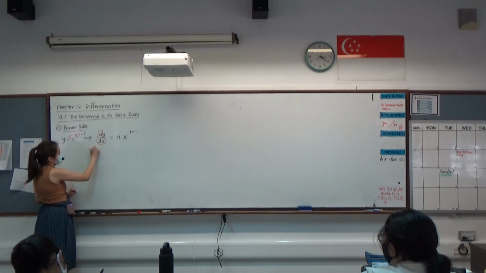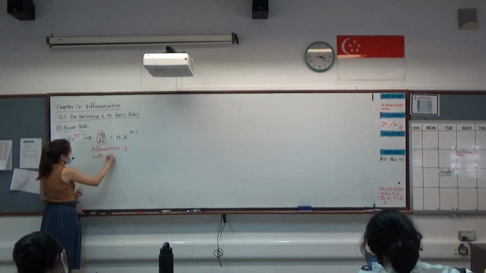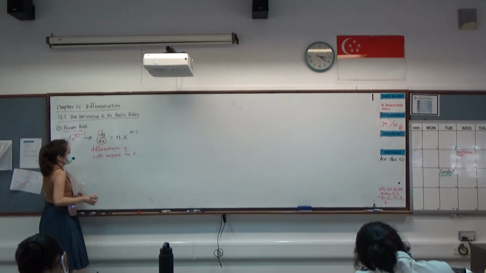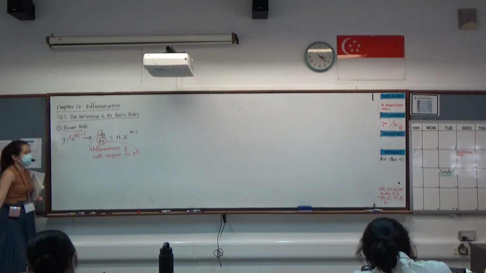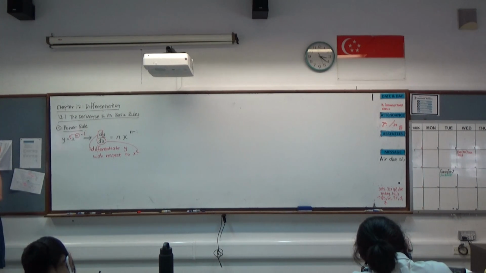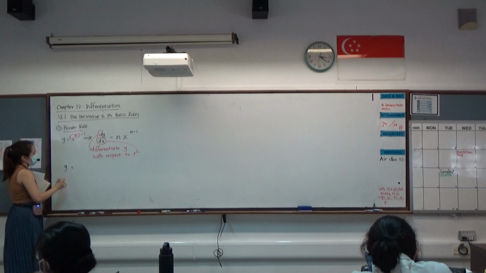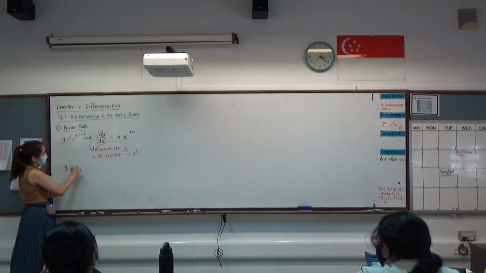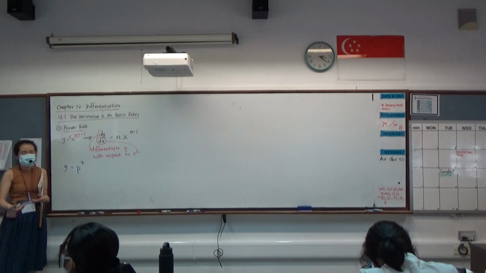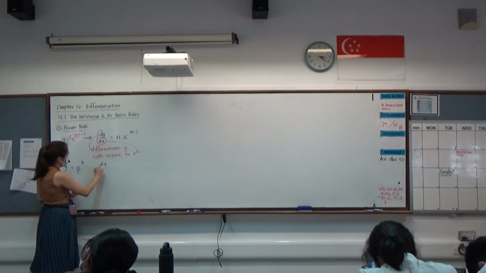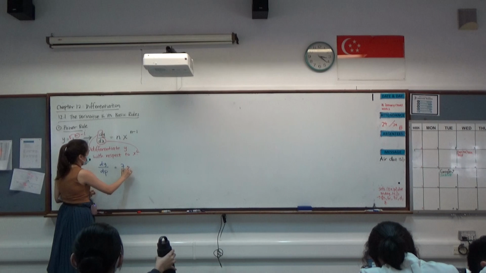So how do we read this? We differentiate y with respect to x. The top part refers to differentiate y, the bottom part refers to with respect to x. It can be with respect to many things. For example, if I have y equals p to the power of 7, then there's no x for us to talk about. So we change the notation accordingly to dy over dp. We differentiate with respect to p, and I will get 7p to the power of 6.